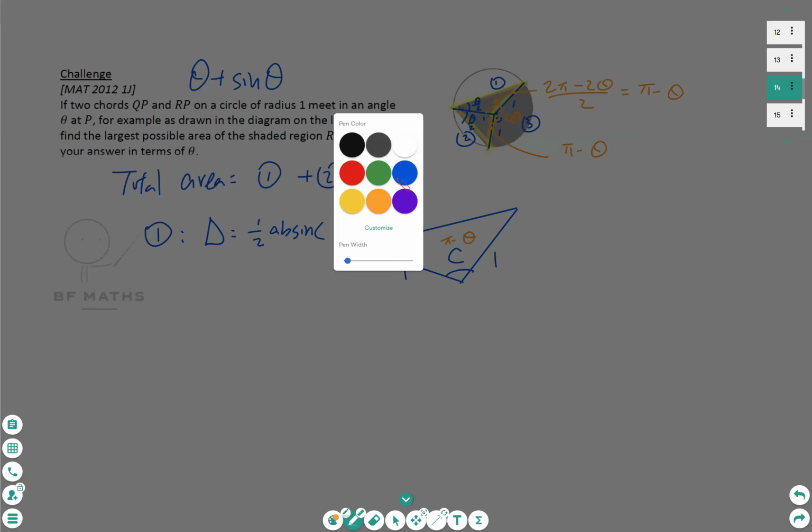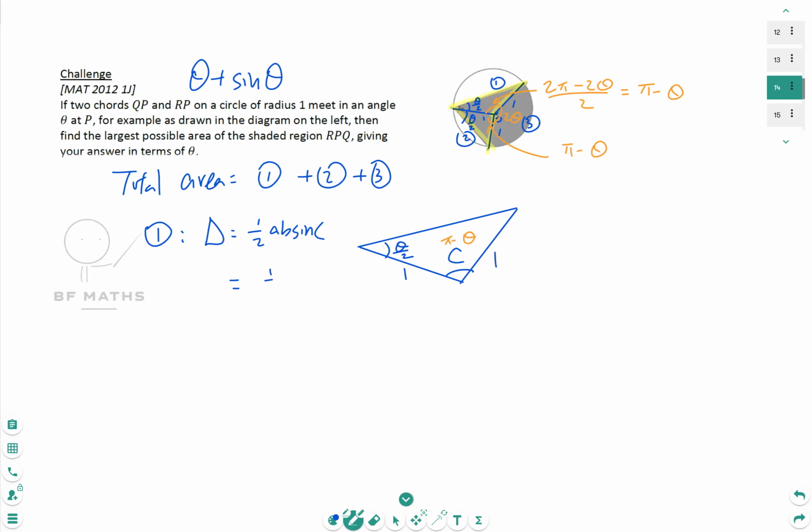So triangle 1 equals half times 1 times 1 times sine C, which is sine of pi minus theta. If you remember what I said before, sine of pi minus theta is the same as sine theta. That's half sine theta. Triangle 2 is the same as 1, which is half sine theta.